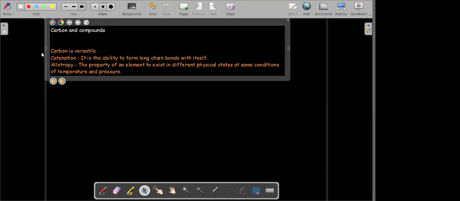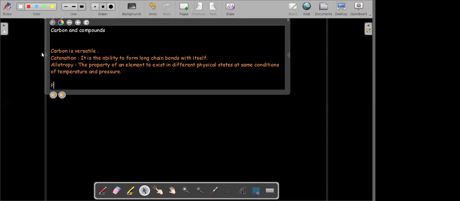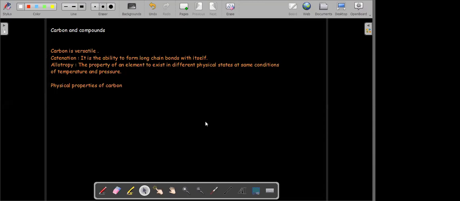So first of all, we start with the physical properties of carbon. Before going into the physical properties of carbon, we must first look at its allotropy.